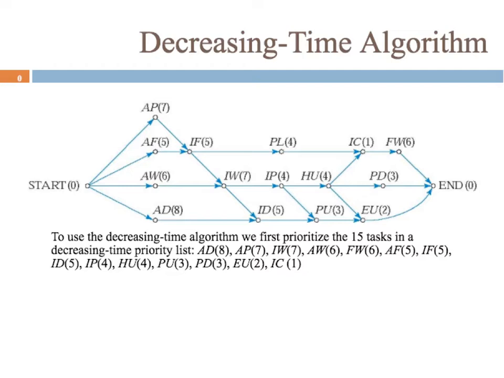Here's a more advanced example. We're not going to work this whole thing out, but just to illustrate, we take all the tasks, and this one has 15 tasks, and we just order those from greatest amount of time to least amount of time, hoping to get the least amount of time total in the end, also minimizing idle time as well.